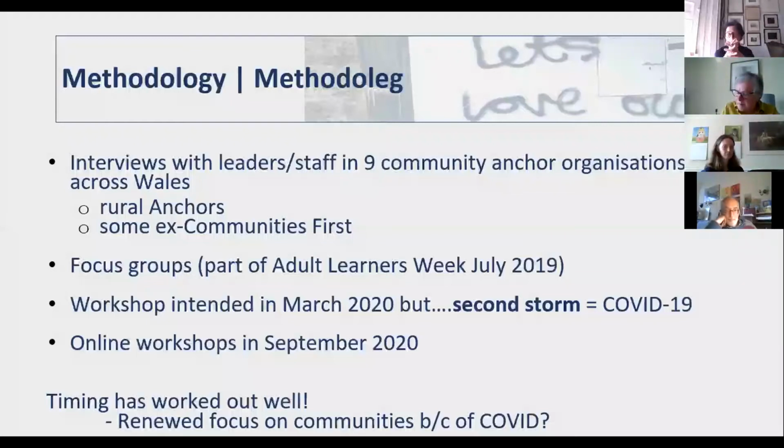We also had, by way of a mixed methodology, some focus groups that were held as part of Adult Learners Week in 2019, and we were going to have a range of workshops into 2020. However, as you all know, another storm, again using the nautical theme, brewed in the shape of the pandemic, and so we moved some stuff online, which clearly was not as immersive as we would have liked, but we did the best that we could.